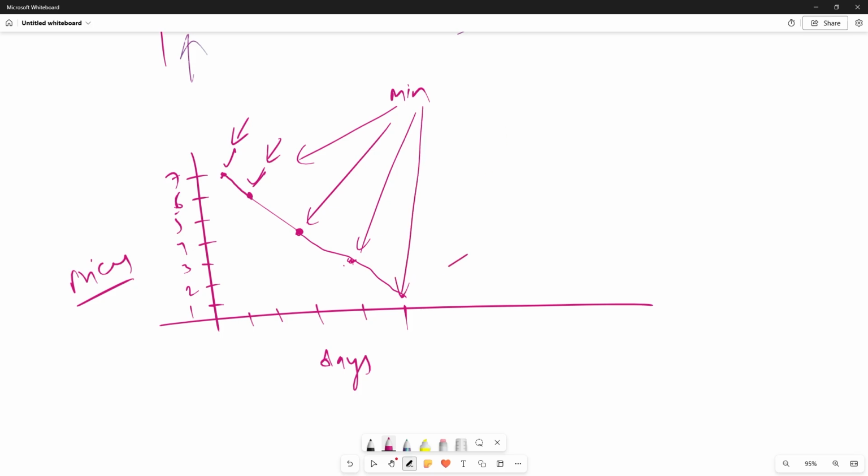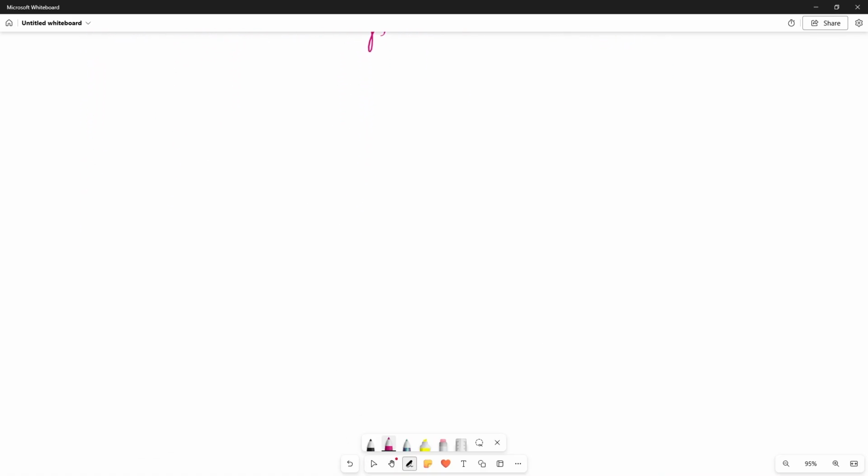So the minimum price found so far is this, but the maximum profit you will make is 0. Okay, you won't make any profit, so the output will be 0. Now let us see example 1.